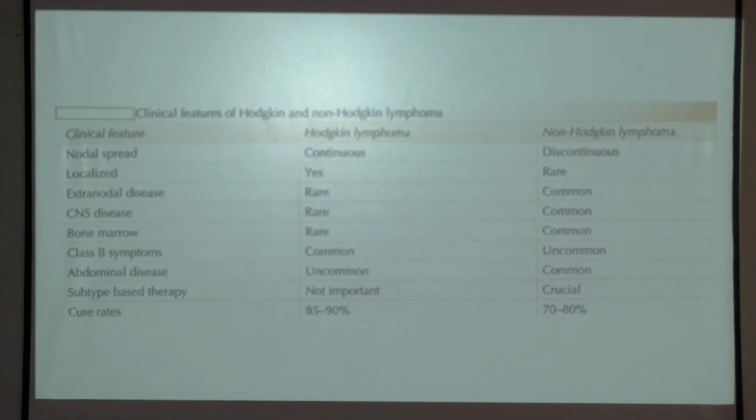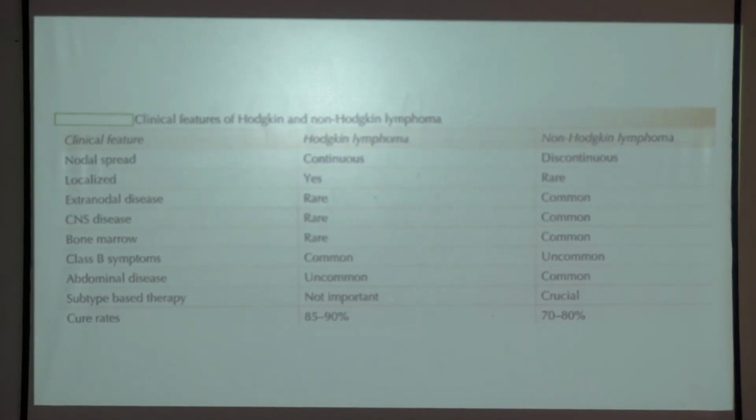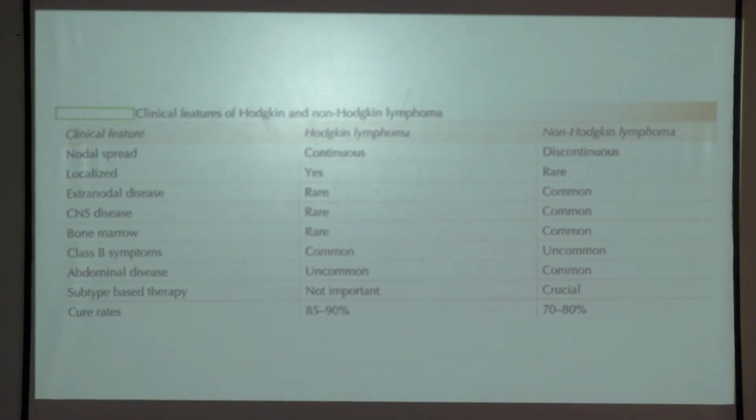সার্ভাইকাল লিম্ফ নোড হলো, তারপরে হয়তো ইঙ্গুইনাল হলো, এইরকম। So if it is continuous spread, then the Hodgkin's lymphoma is localized, and non-Hodgkin's lymphoma is non-localized. Extranodal disease is more common in non-Hodgkin's lymphoma. CNS infiltration, bone marrow infiltration is more common in non-Hodgkin's lymphomas. But presence of B symptoms are poor symptoms.